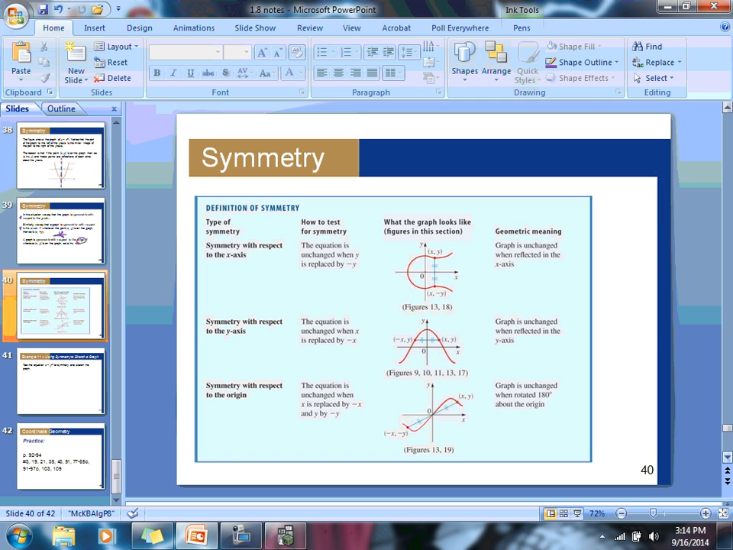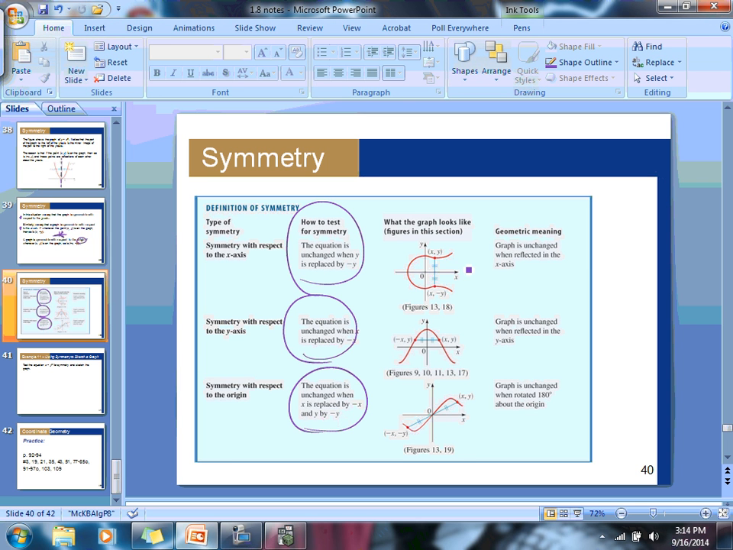Now, the way we test for symmetry around the x-axis is that you replace the y with a negative y, and then you solve the equation to see if you get the same thing. The way you check for symmetry about the y-axis is you replace the x with a negative x, and you solve the equation, and you see if you get the same thing. And then to test for symmetry with respect to the origin, you do both of those. You replace the x with a negative x and a y with a negative y, and you see if you get the same original equation back again when you simplify it. Now, if that happens, if you get the same equation back again, then you have symmetry.